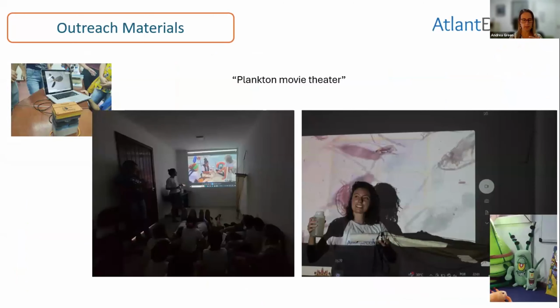And one of the things that we used a lot, and it was the curiosity, is this tiny microscope. It's very easy to use, it's portable, it's small, and we use it to show plankton community samples from the rivers and coastal areas of each city where we held the event, and we make a kind of plankton movie theater at these port calls.